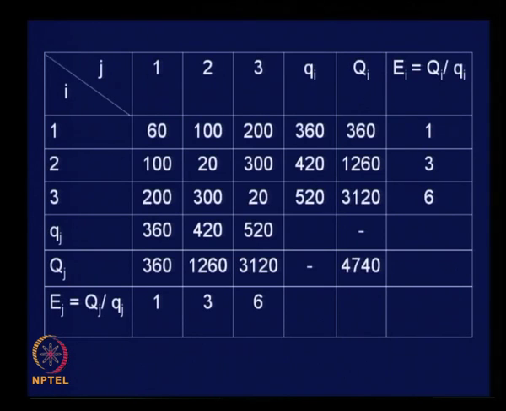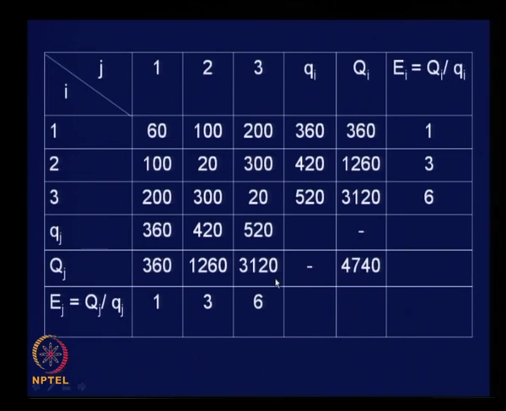For the base year condition, the production values of zones 1, 2 and 3 are 360, 420 and 520 as we have seen earlier, and for base year condition the attraction values of zones 1, 2 and 3 are 360, 420 and 520, and the predicted values of productions for horizon year condition are 360, 1260 and 3120, again the same as we have seen in the previous case, and the predicted attraction values for horizon year condition are 360, 1260 and 3120.